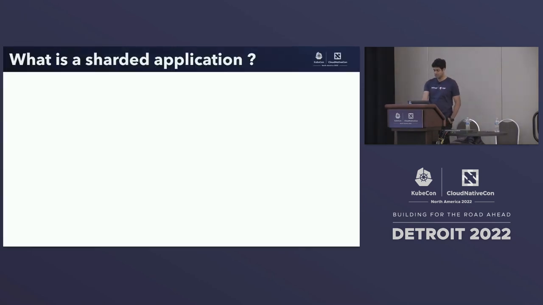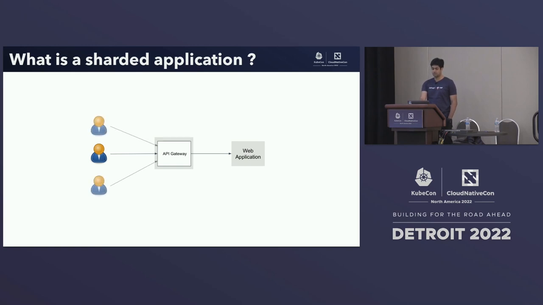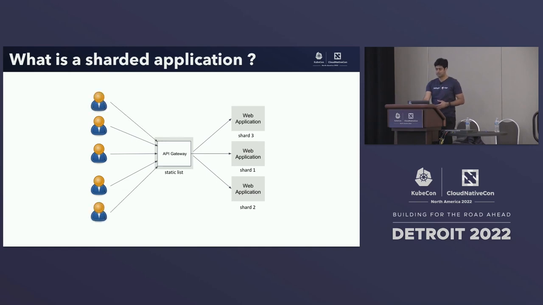Think of a normal web application which is fronted by an API gateway and has a bunch of users making requests to it. As the number of users grow, there's some need for scaling the web application. One approach is sharding, where the web application splits its data into multiple shards. The API gateway could make the routing decision to these shards by maintaining a static list. But as the number of users grows even further, a static list is no longer a viable approach, and there's a need for a better solution.